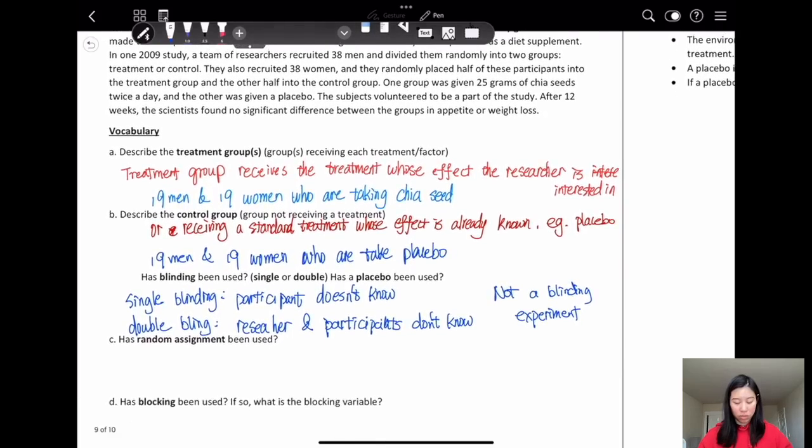Okay. Has random assignment been used? Yes, because it mentioned here they divided them randomly into two groups. So yes. It states randomly select and randomly assign into two groups.